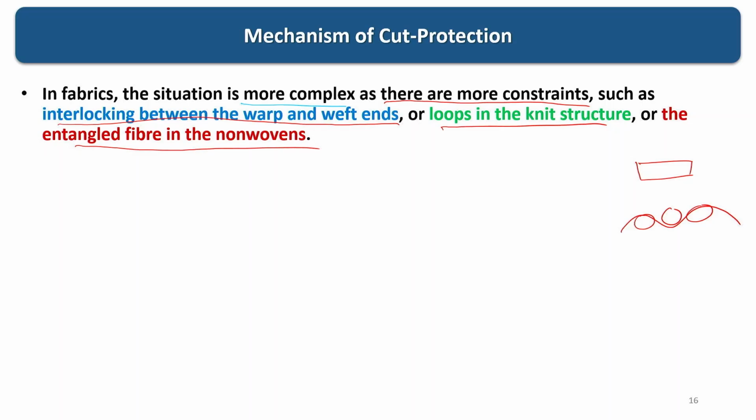So, these are the additional constraints coming into the picture for textile materials. When there is any cut related pressure or any shear, the fibers, yarns and total structure will also have some motion, relative motion. So, that will change the mechanism. In case of textile material, this mechanism is not that simple.